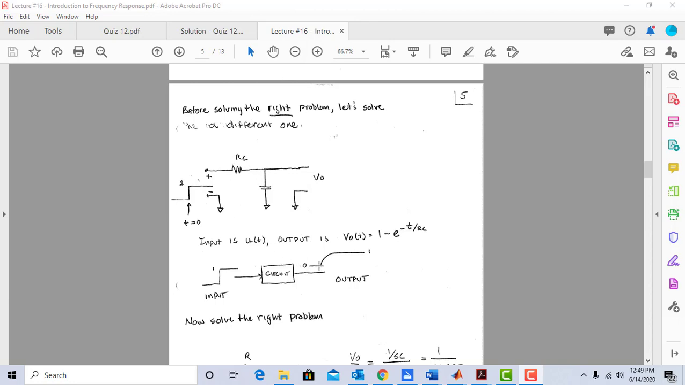So I'm going to start off at 0 and I'm going to end up at 1. Now, what do we have in here? We have an exponential. And you learned that in EE310.